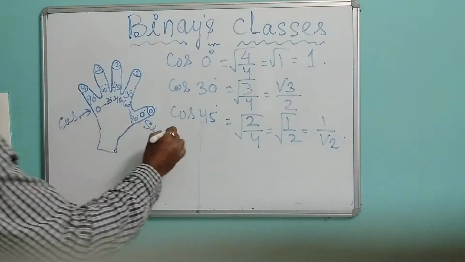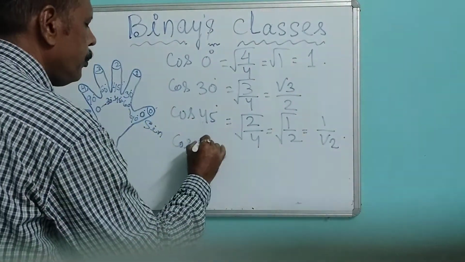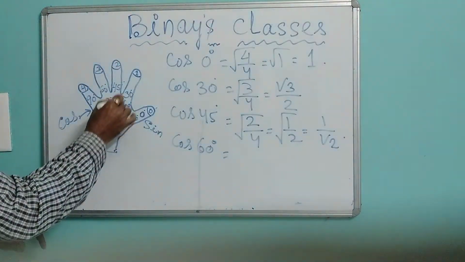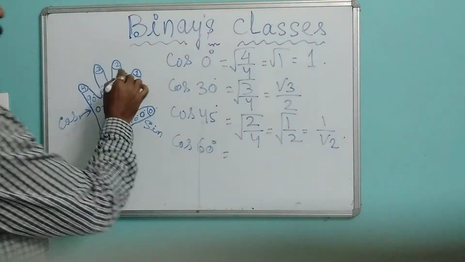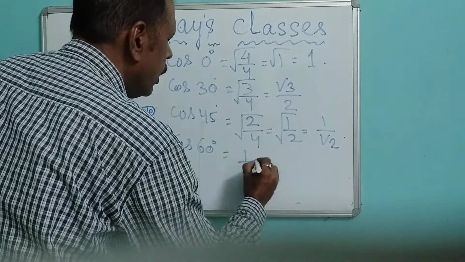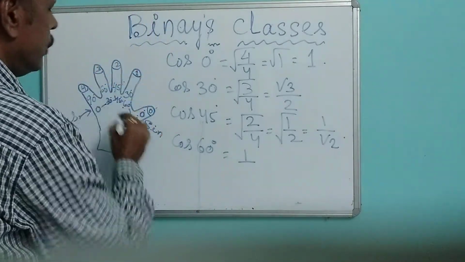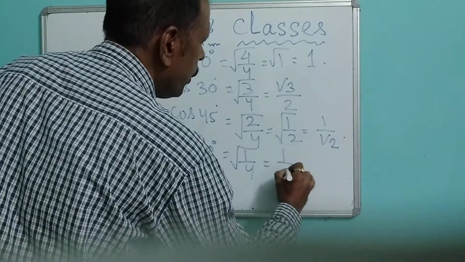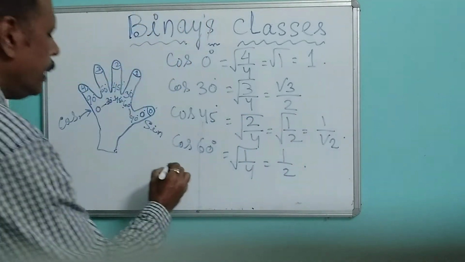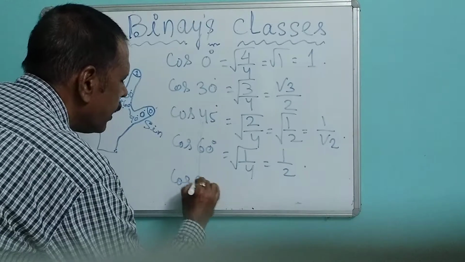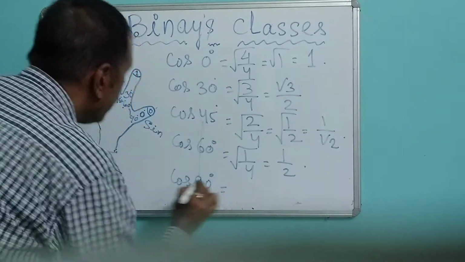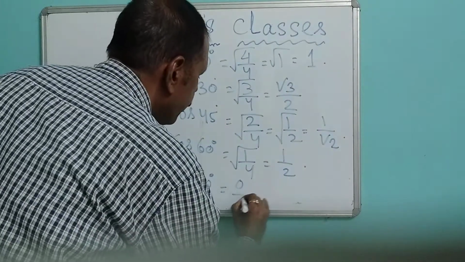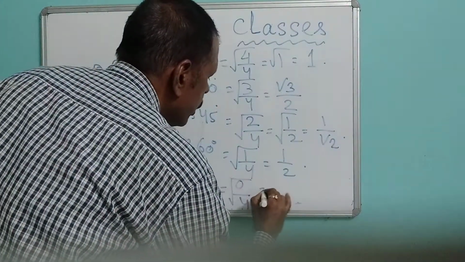Then comes cos 60, finger number 1, 1 by 4 root over, that will give you 1 by 2. Then comes cos 90, finger number 0, 0 by 4 root over, will give you 0.